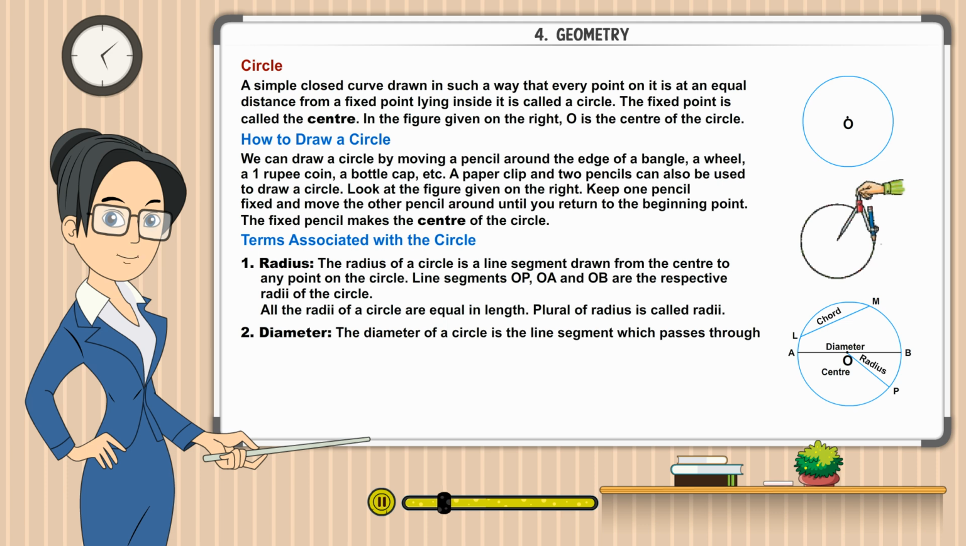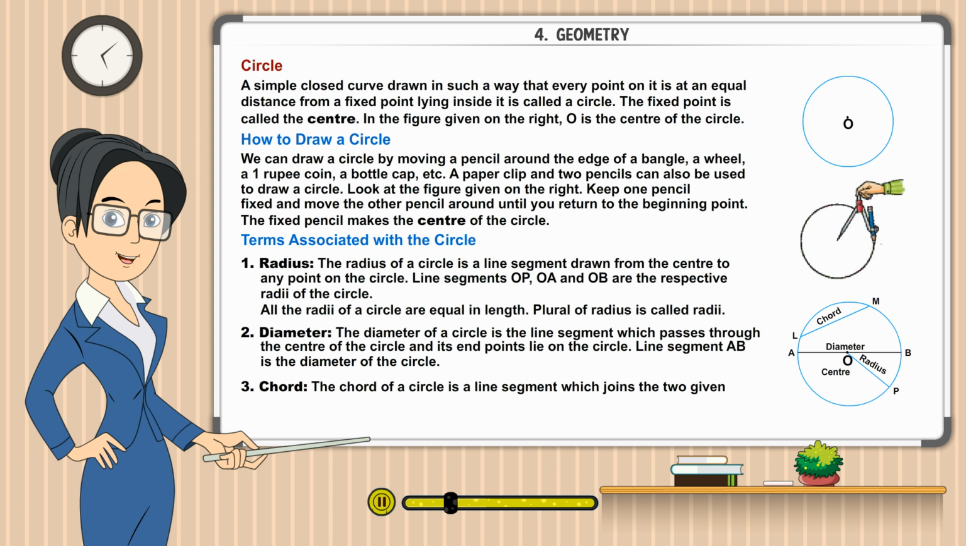Diameter. The diameter of a circle is the line segment which passes through the center of the circle and its endpoints lie on the circle. Line segment AB is the diameter of the circle. Chord. The chord of a circle is a line segment which joins the 2 given points on a circle. Line segments LM and AB are chords of the circle. The diameter is the longest chord of the circle.